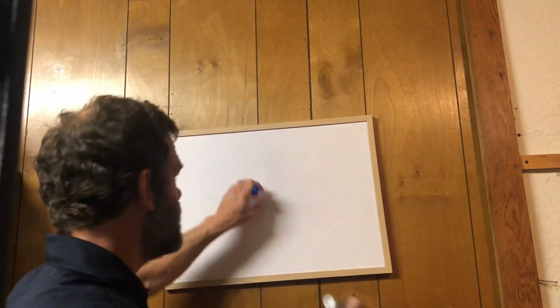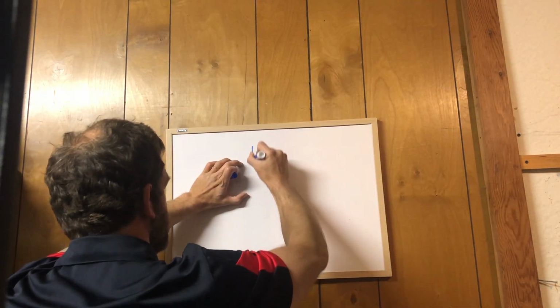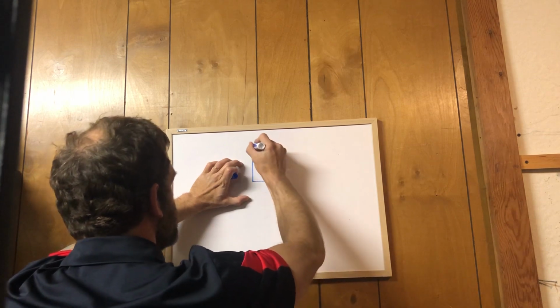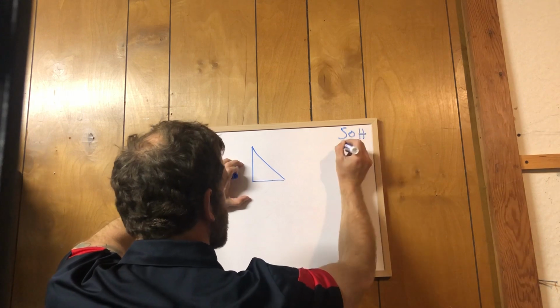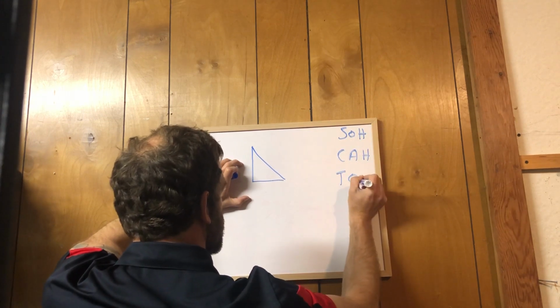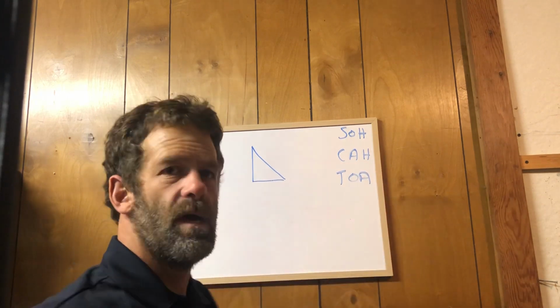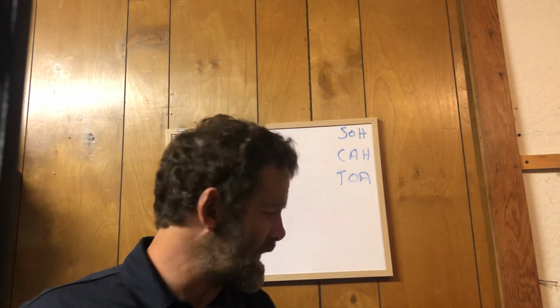Okay, so what I'm going to be teaching you guys is two things today. The very first thing I'm going to be teaching you is, remember last class, let's take a right triangle and we're going to remember SOHCAHTOA. I'm going to leave this up here to make sure that you guys can remember this for this lesson.